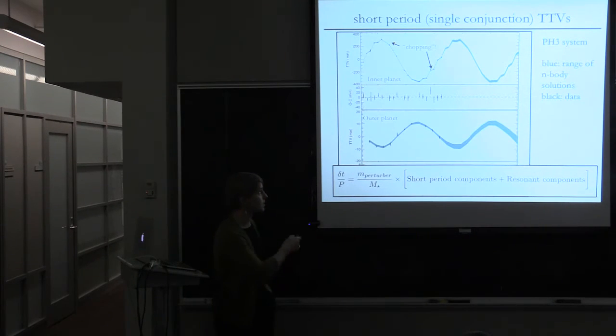But to understand what these different timescales are, it's helpful to think about the conjunctions between planets when they meet each other. That tells you whether you get this large amplitude, slowly varying piece when they're near a resonance, or whether you get these shorter amplitude variations.